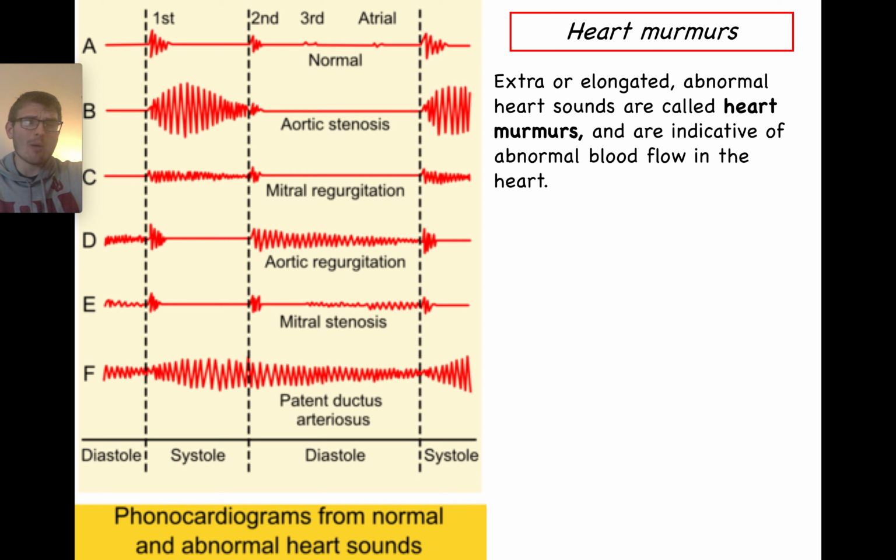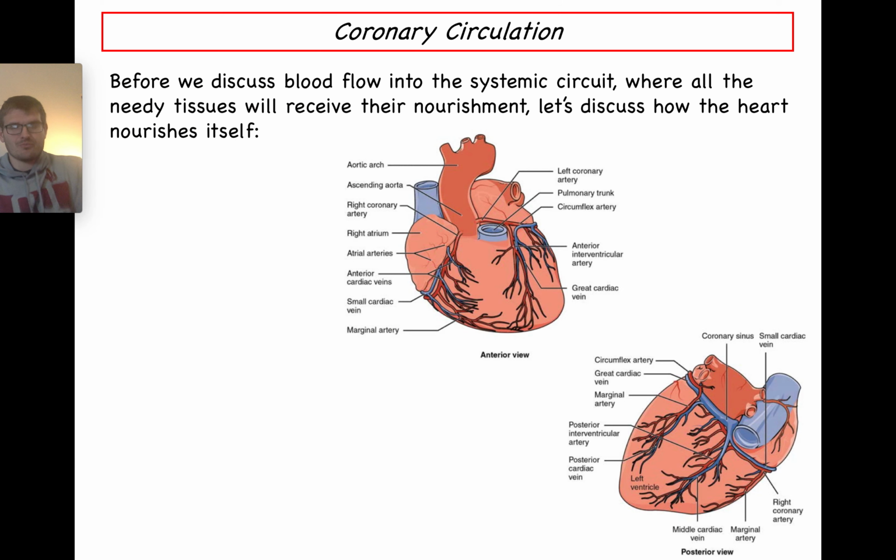So your takeaway from this should be, when you're listening to someone's heart, you can infer a lot of information based on which heart sound sounds weird. If the first heart sound sounds weird, it's a problem with the AV valve. If the second heart sound sounds weird, it's going to be a problem with the semilunar valves.